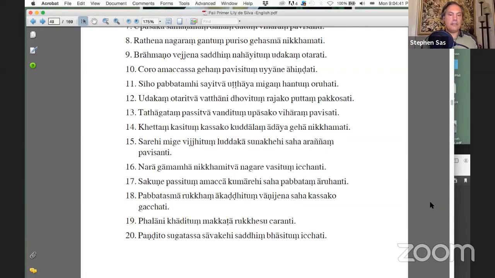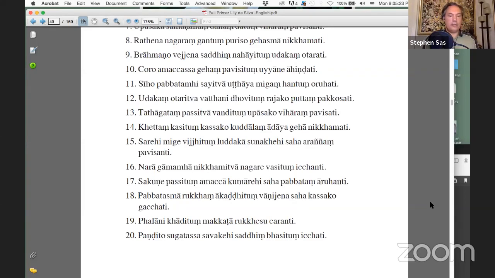And how would you translate it? What verb is it based upon, first of all? Having left from the village. Yes, that's right. With the ablative, having left from the village or leaving from the village, and then go right to the finite verb, the last word in the sentence, ichanti. That's hope. Men hope to live in the city. Yes, desire to live or dwell in the city, locative, nagare.